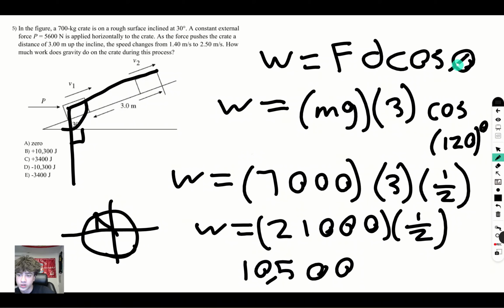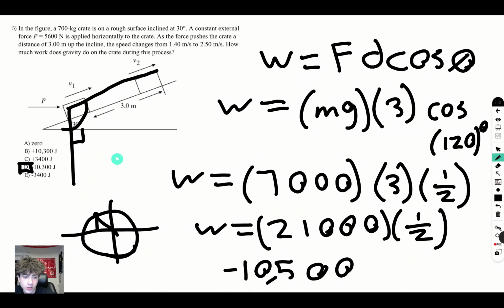And one small thing I forgot to mention, I just realized I made an error in this calculation. Cosine of 120 degrees is actually negative 1/2, meaning that our final answer will be negative 10,500 rather than positive 10,500. And if we take a look here, that's roughly D, so that's the answer that we would have to go for in this problem.